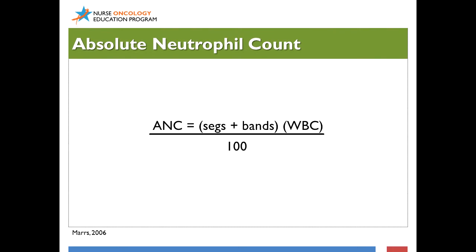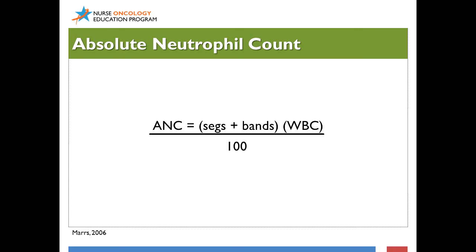In order to calculate an absolute neutrophil count, or an ANC count, what we would do is take the total white blood cell count and multiply it by the total percentage of neutrophils, the segs plus the bands. The segs are the mature neutrophils and the bands are the immature neutrophils. Normal ANC is above 1,500 cells per microliter, and an ANC less than 500 is defined as neutropenia and significantly increases the risk of infection.